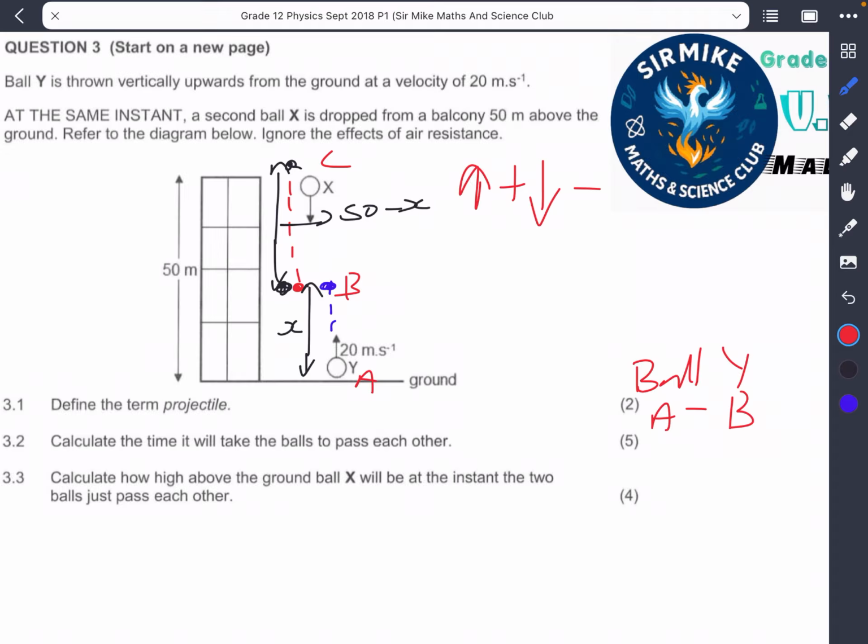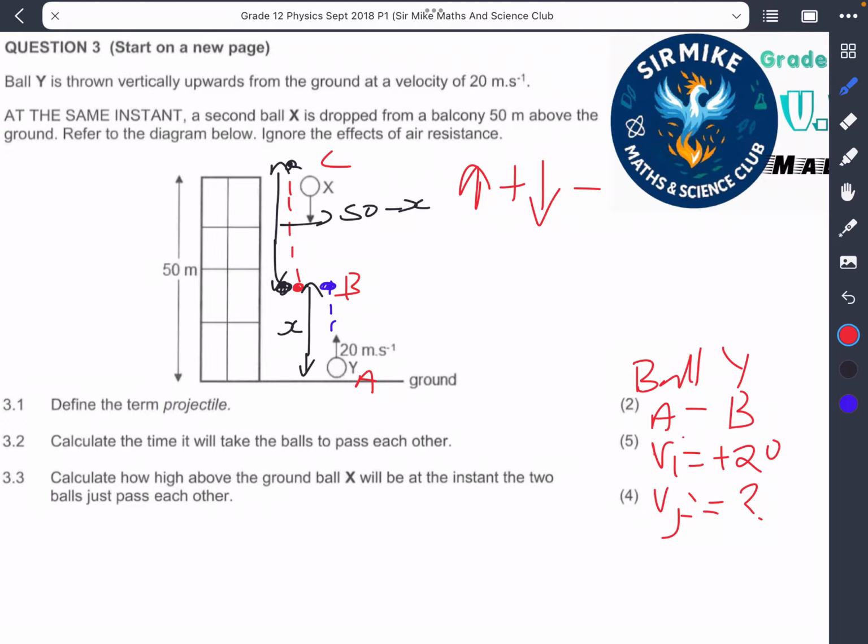Why? Because the objects were thrown at the same instant, or at the same time. So between point A and B, I know that v initial would be equal to plus 20, because we took upwards as positive. And I don't know the v final, at what velocity ball Y was traveling when they passed each other. The velocity will not be the same when those two objects pass each other.